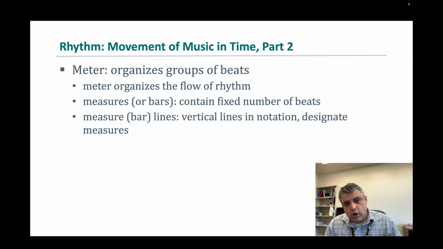Now, when we talk about musical notation and how we notate this on manuscript paper, we'll use a 5-line staff and we'll have measures that we write music out in, and each of these measures is going to contain a specific number of beats. In addition, we'll have bar lines on the 5-line staff, and these vertical lines in notation designate what a measure is.